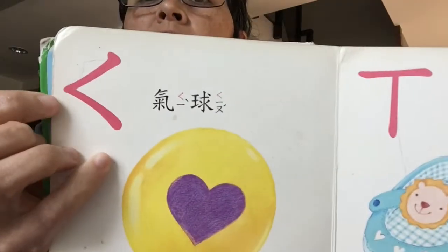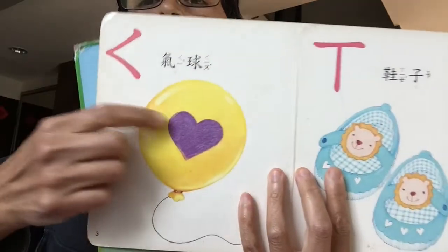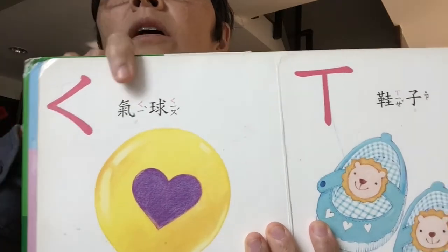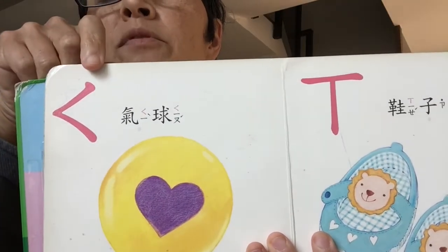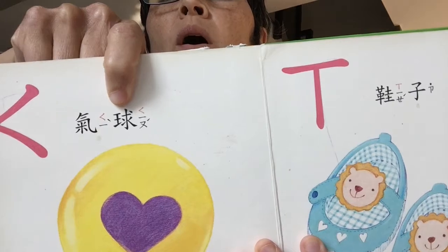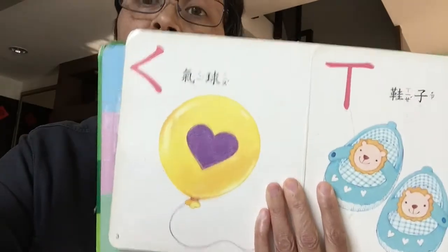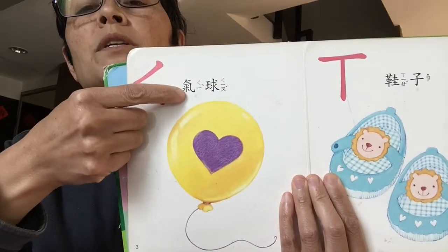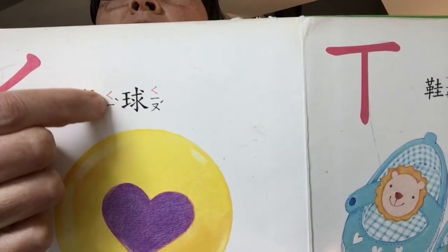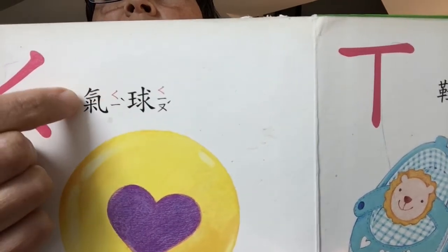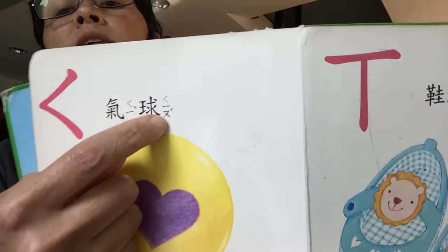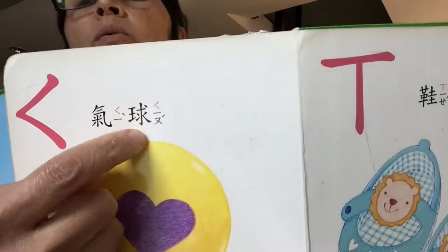This symbol is pronounced Qi, and Qi Qiu is a balloon. So like I said earlier, a lot of words are made up of two different characters put together. Qi means air, and qiu means ball. So qi qiu is a ball of air, which is a balloon. So that's how they put characters together to make words. And then this right here is the phonetically transcribed sound qi, and qi yi yo with a rising tone marker on it would be pronounced qiu.